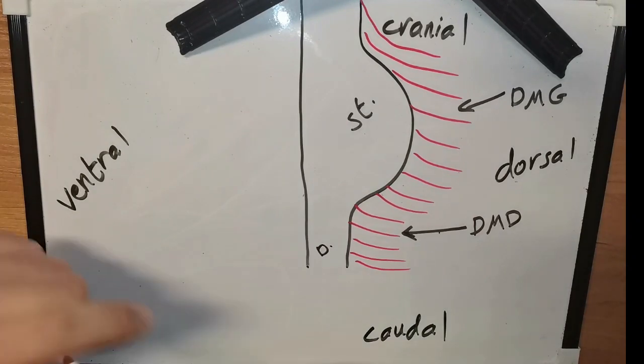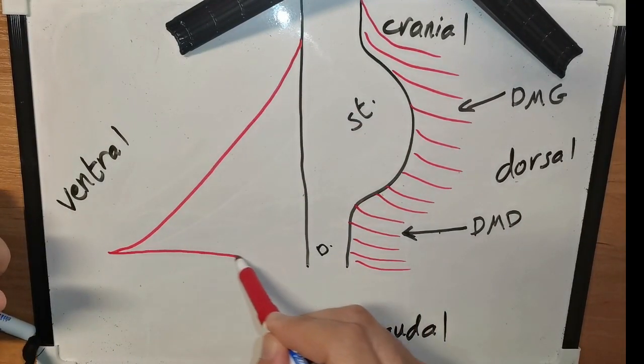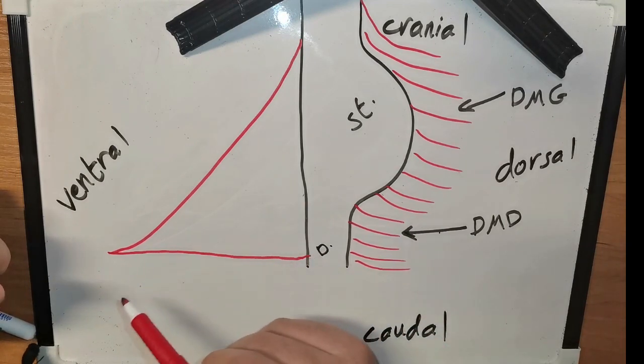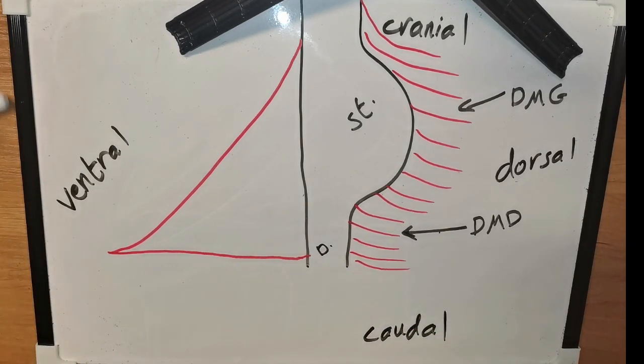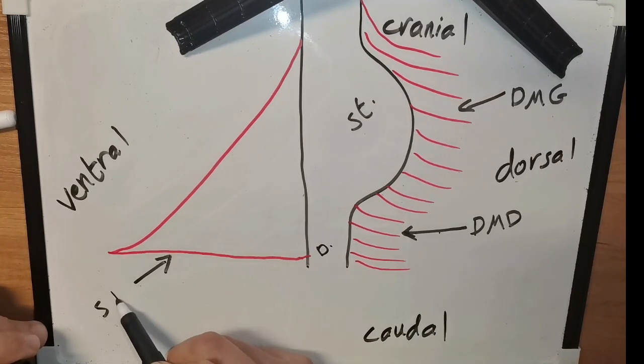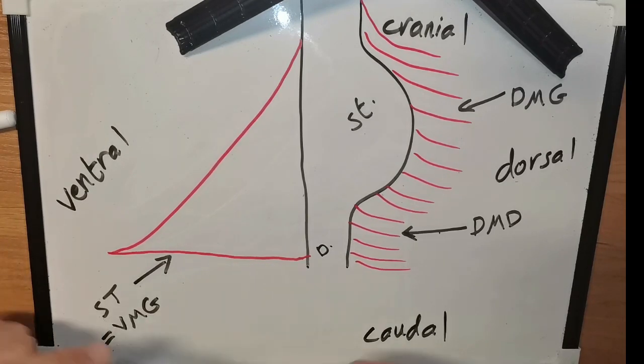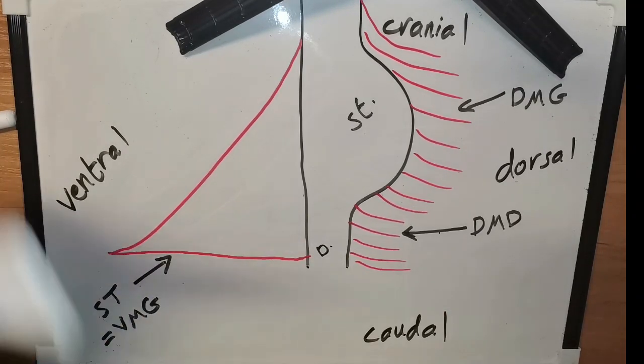And as we know, in addition to the dorsal mesenteries, on the ventral side of the foregut, the septum transversum, as we said, forms the ventral mesogastrium. So this is a septum transversum forming the ventral mesogastrium.